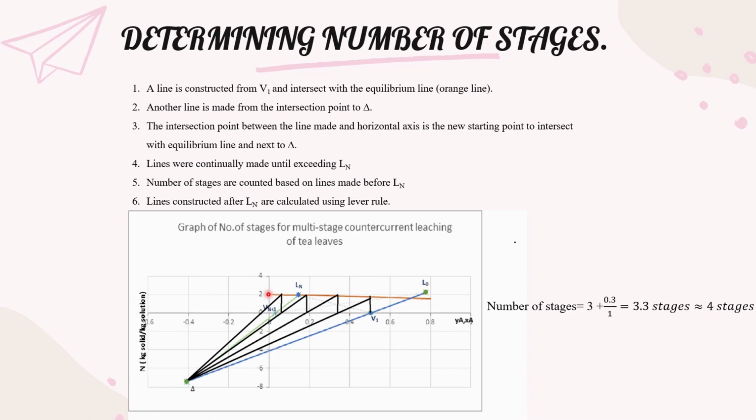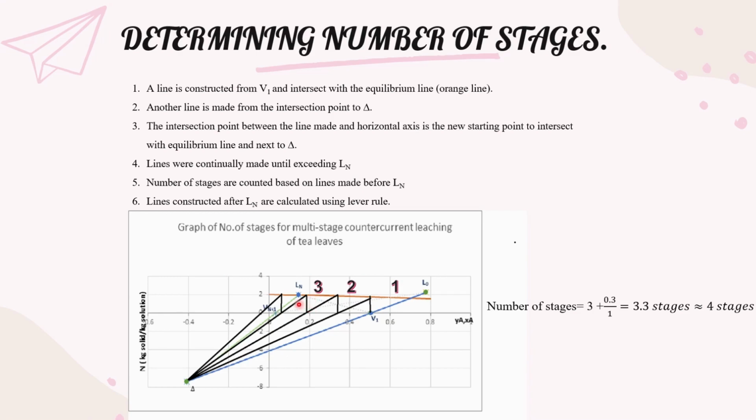So first, we must start from V1. We need to make a line and connect it through the equilibrium line, and then connect it through the triangle point, and then we repeat the step just like the previous one. We start from here to here, and then we connect it through the triangle coordinate. The step is repeated until it exceeds the Ln line. And the number of stages is counted based on the lines made before Ln, which is this one, from here to here, and then 2 and 3.